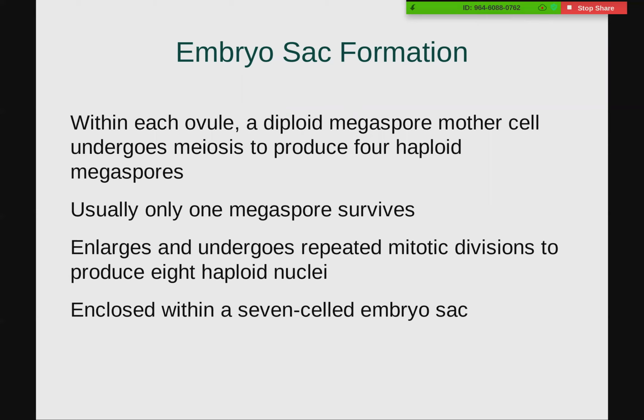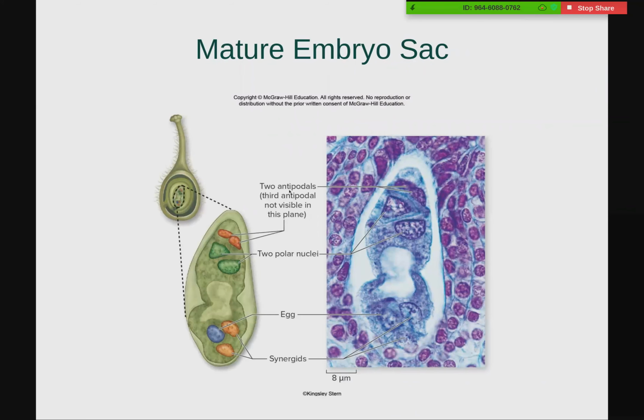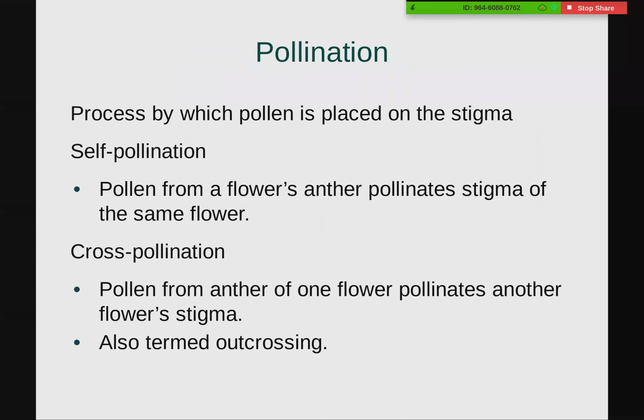Now, within each ovule, there is a diploid megaspore mother cell that undergoes meiosis to produce four haploid megaspores. Now, usually, as we discussed, only one megaspore survives, and this enlarges and undergoes repeated mitotic divisions to produce 8 haploid nuclei. These are then enclosed within a 7-celled embryo sac. And again, this is what we've seen thus far. But again, this is what our mature embryo sac looks like. We have 2 antipodals, 2 polar nuclei, the egg, and then synergids. And this is our overall structure of our embryos.